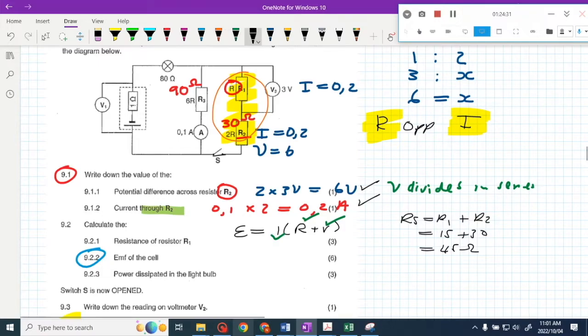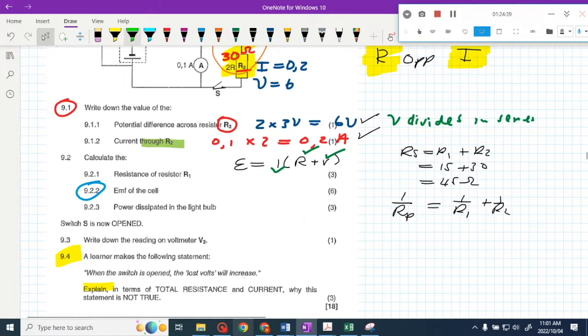So we say 1 over Rp is equal to 1 over R1 plus 1 over R2. We just copy paste that from the formula. You don't need to necessarily use the correct subscript, okay? Subscripts are just there to help. We say 1 over 45, this, plus 1 over 90. When you plug this here into your calculators, what did you get? The fraction.